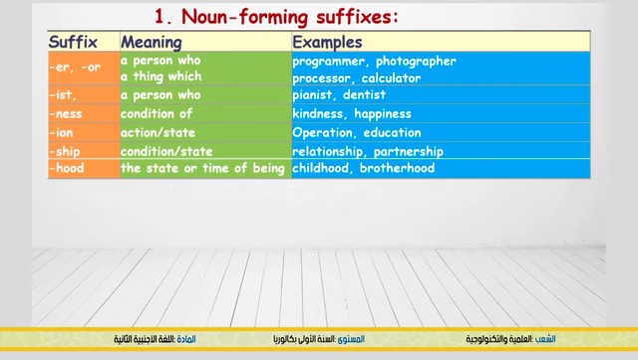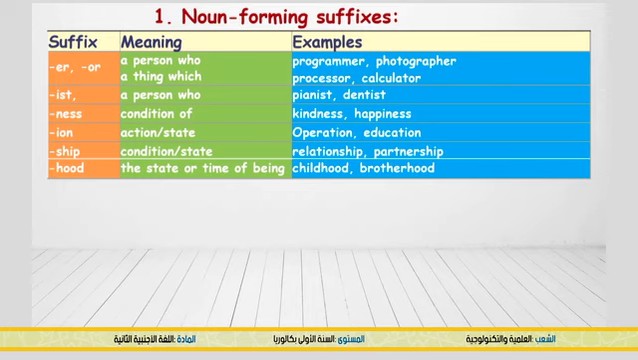ION is another suffix that means action or state. Operation, the verb is to operate. So we say operate, noun, operation. We say educate, the noun is education. Ship, the meaning: condition or state. Examples: relationship, partnership, friend, friendship.